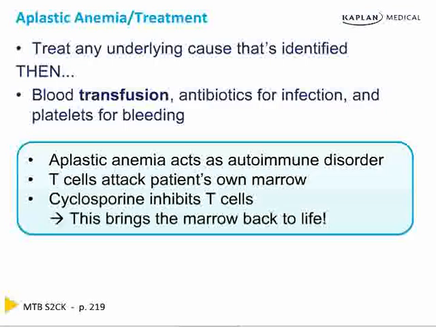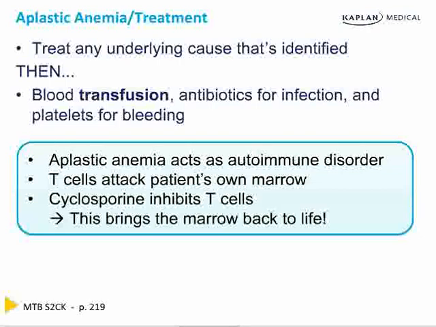Now, aplastic anemia acts as an autoimmune disorder. For some reason, the body's own T cells turn around and reject its own bone marrow. T cells turn around and say, hey, you're not my marrow, let's get rid of you. The T cell attacks the patient's own bone marrow. Cyclosporin inhibits those T cells. That's why we can use it as treatment. That's also why we can use cyclosporin to bring the patient's marrow back to life.